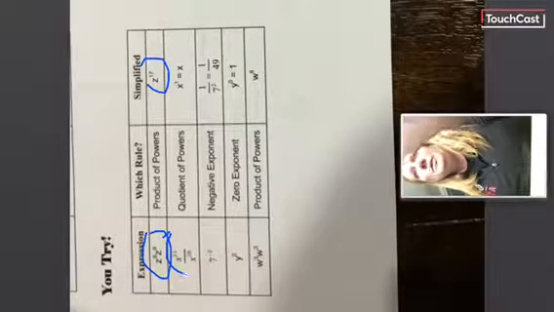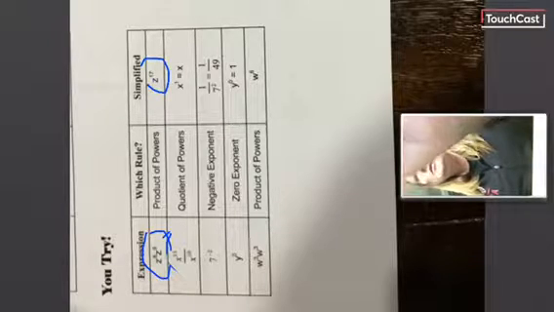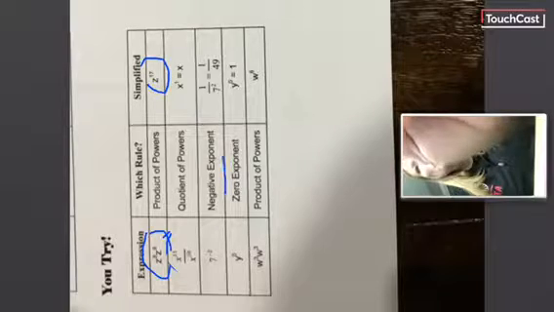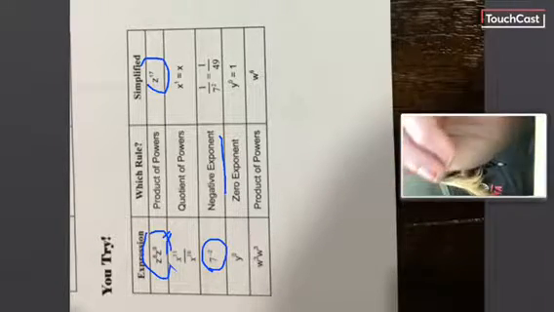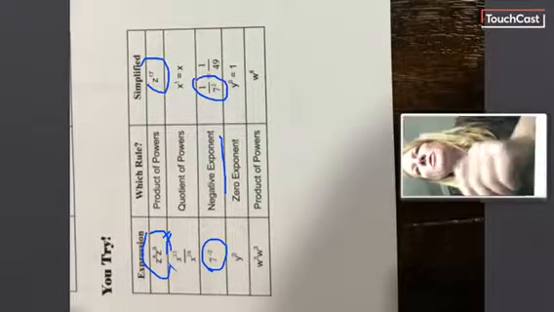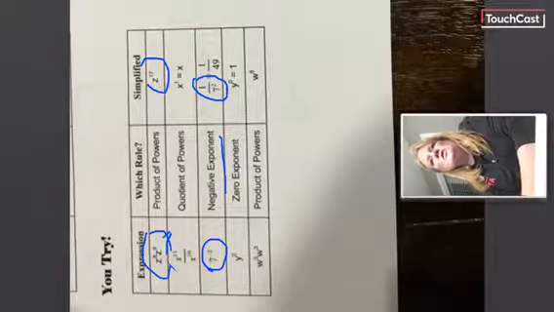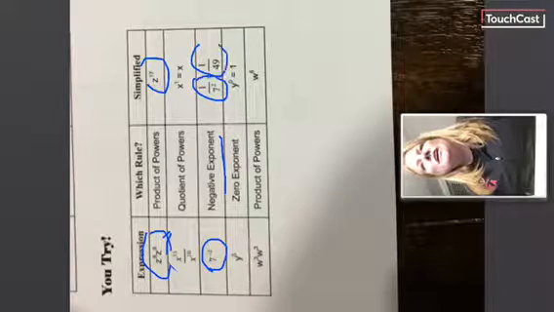Erase that a little bit for you. Okay, so now we'll go to the negative exponent rule. And we have 7 to the power of negative 2. And so that just becomes 1 over 7 to the power of 2. Now we would go ahead and simplify that because we know 7 squared is 49. So your final answer would be 1 over 49.